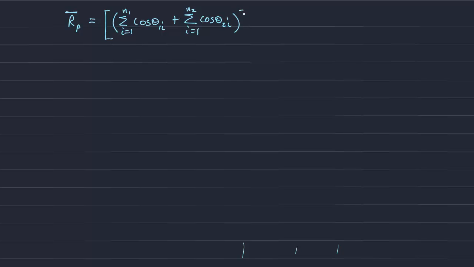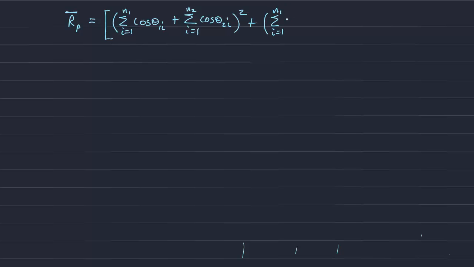So let me show you how to do this. First, the first thing we need to calculate is the length of the normalized pooled vector, and that's equal to the square root, and then we have the sum for i equals 1 to n1 of the cosine of the angles from sample 1 plus the sum of the cosines of the angles from sample 2, and we have to square that sum, and then we have to do the same for the sine terms.